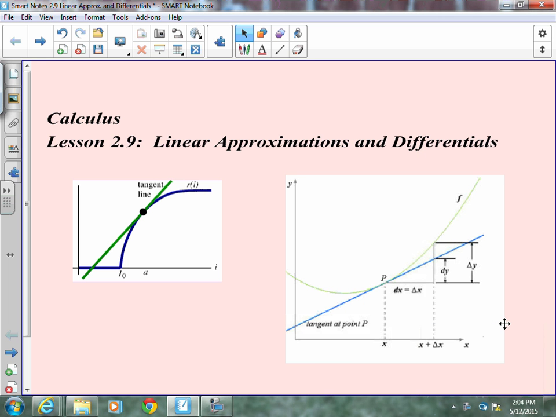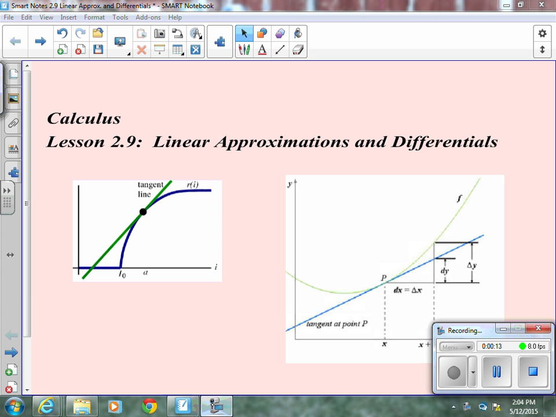Today we're going to have a little discussion about linear approximations and differentials. They're not difficult, it's just another way that we can estimate some values without having to derive at a location that it cannot be derived at.